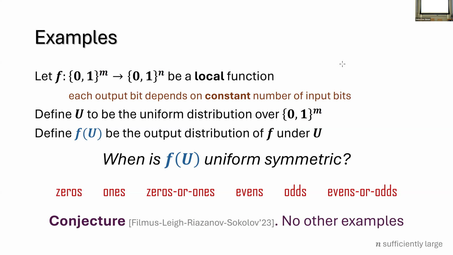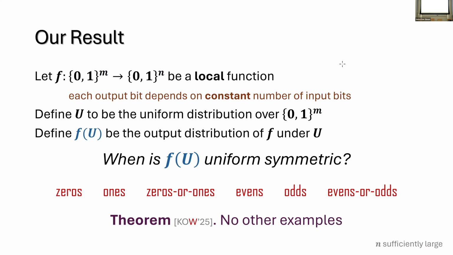You can try, but it seems hard. This is in fact a conjecture saying that, assuming n is sufficiently large with respect to the constant hidden in the constant locality, there are no other examples. These 6 distributions are the only examples you can generate using local functions. And our contribution is to make this conjecture a theorem. So these are the 6 distributions you can generate.